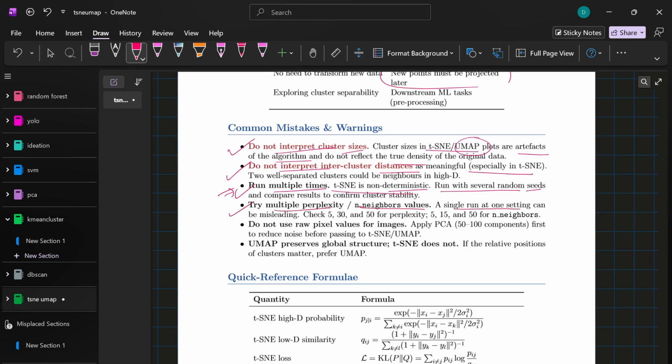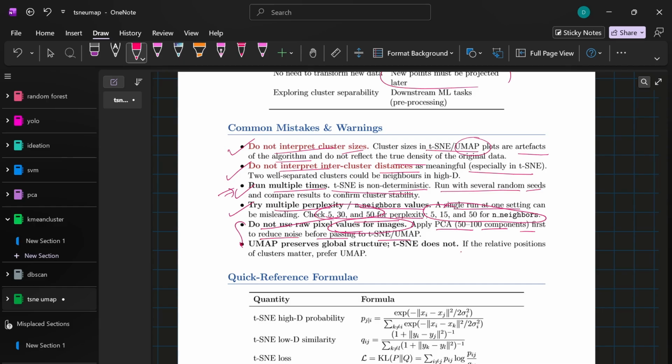Fourth, don't stick to one perplexity or n_neighbors value. Try 5, 30, 50 for perplexity, and 5, 15, and 50 for n_neighbors. And lastly, don't feed raw pixel values straight into it. Just run PCA down to 50 to 100 components first.